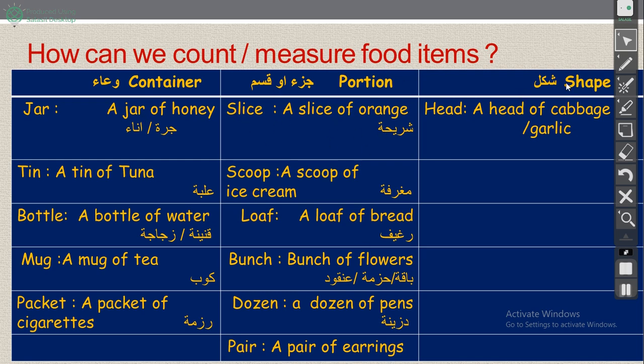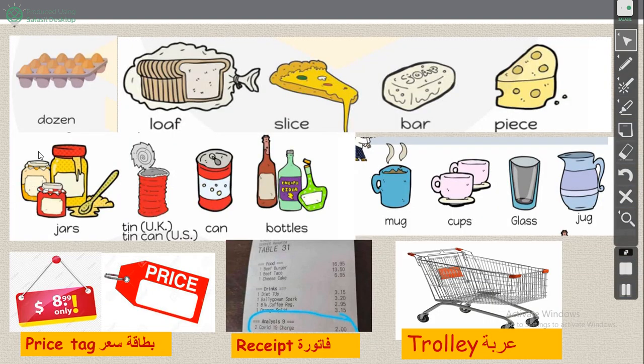or shape شكل. Number one, we will focus on container. Container means وعاء. Okay, number one, jar. What's the meaning of jar? جرة أو إناء. For example, a jar of honey, جرة من العسل. Okay, a jar of honey. And this is the jar.